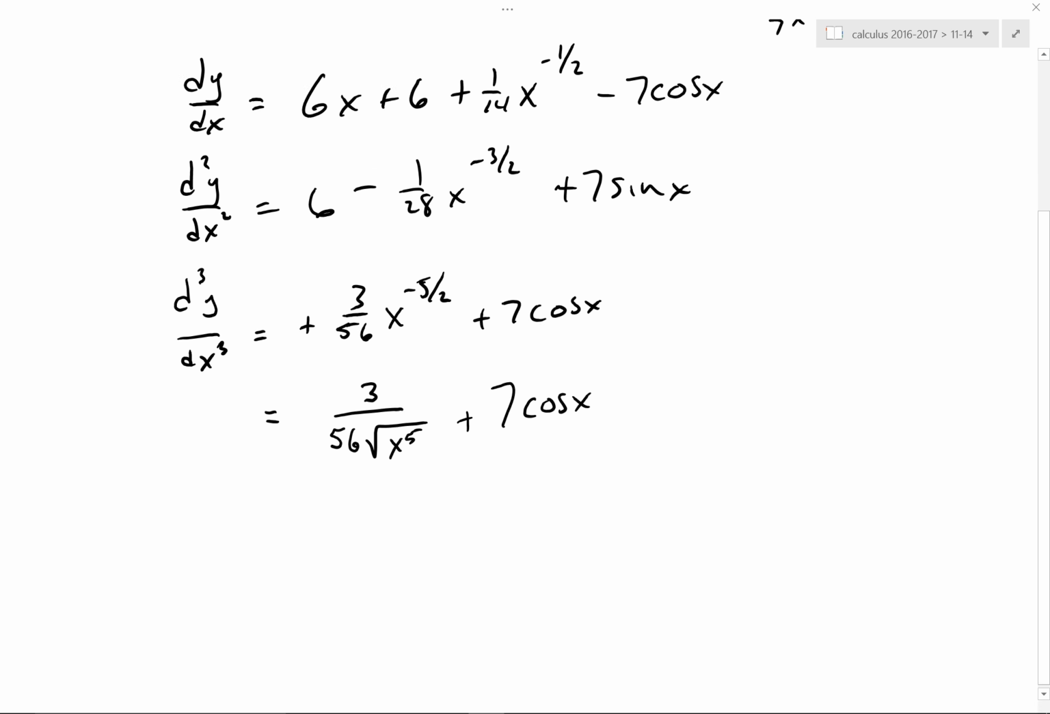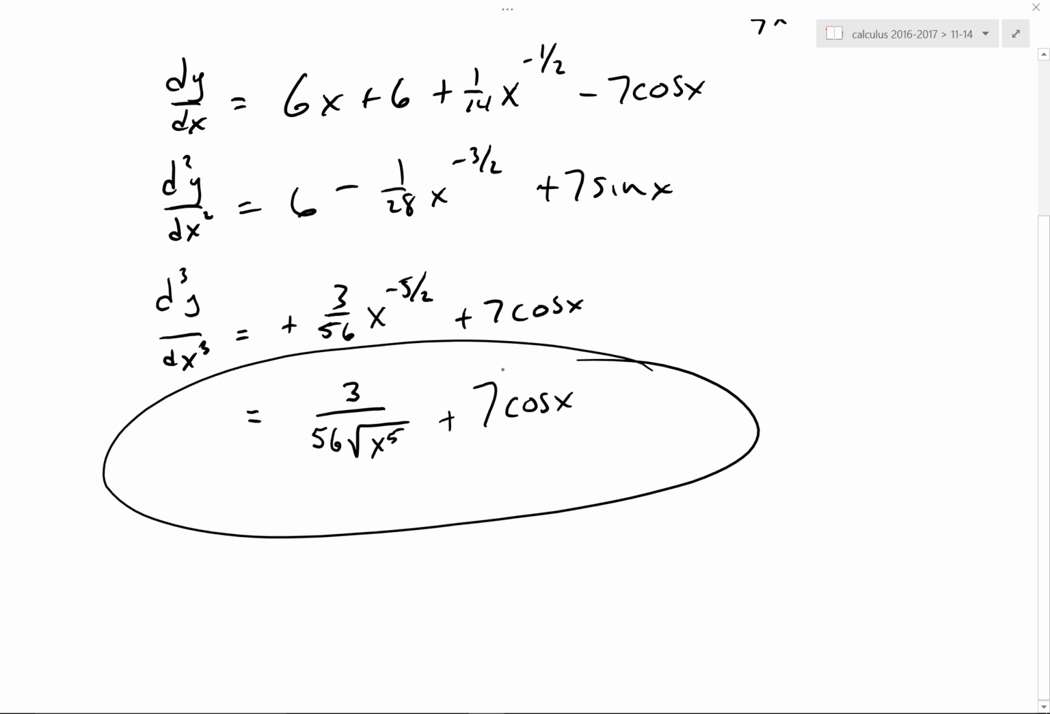Nice. Look down here. What is this thing? Does this guy have any issues? Does he have any issues at x equals 0, for instance? I feel like x cannot be 0 down here, can it?